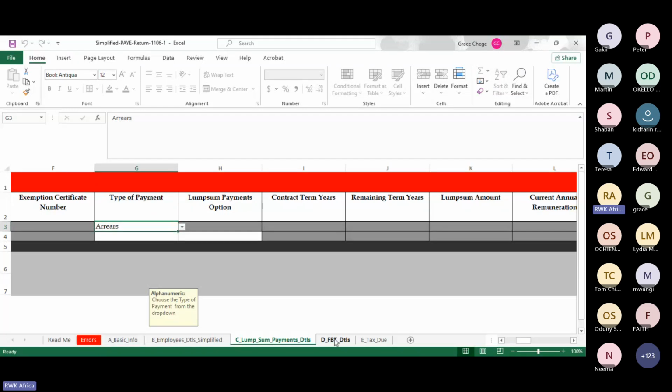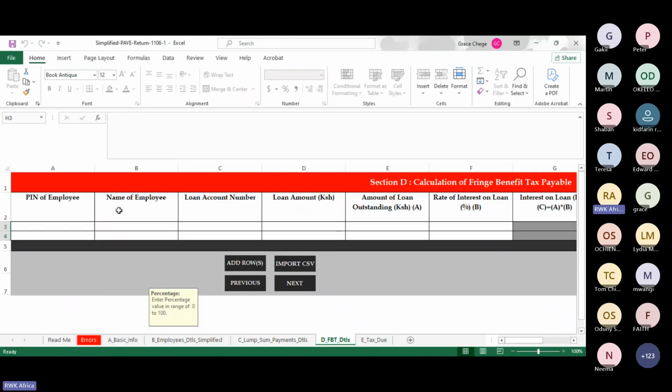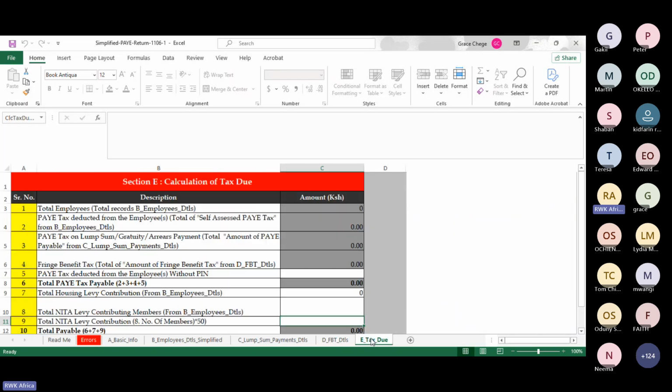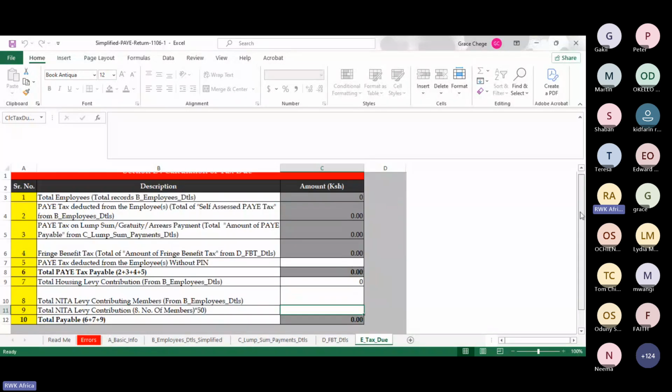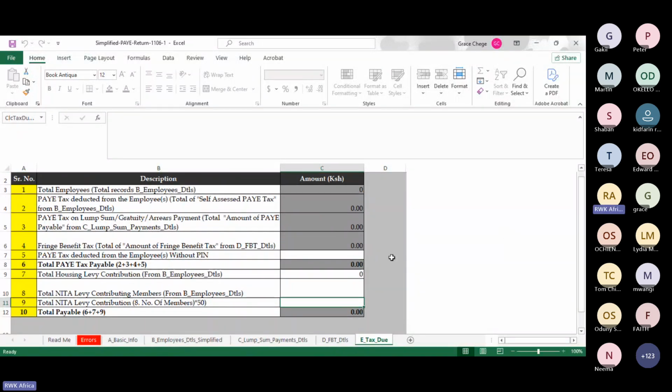Fringe benefits, it remains the same. There are no changes on this. And then now the tax due. So this is how the simplified PAYE Excel template looks like.